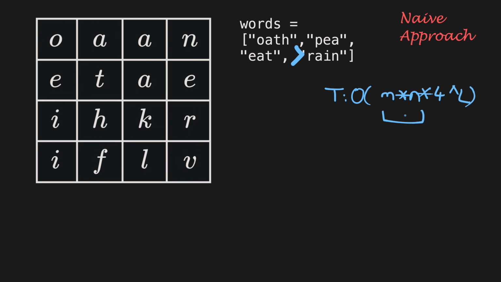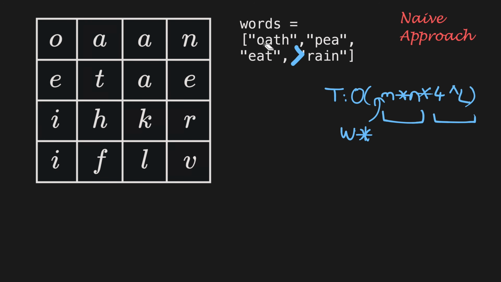And then, since we are trying to find a word of length L, the depth of the recursion is L. Each cell can produce up to 4 recursive calls for 4 adjacent directions, leading to 4 to the power of L calls. Since we have to do this for every single word in our list, let's say there are W words, that adds a factor of W to the time complexity. That means the total time complexity now becomes a staggering O of W times m times n times 4 to the power of L. So, we need to find a better way.